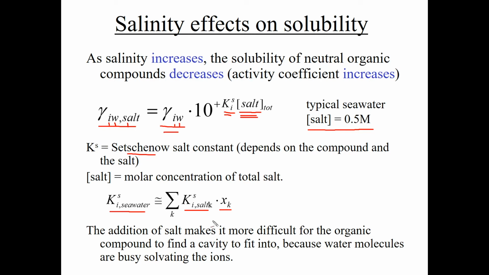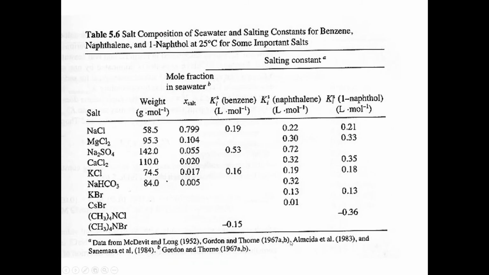So it turns out that for seawater, you could calculate a Setschenow constant by doing a weighted average of all the other Setschenow constants for all these other salts, but no one actually does that. What they really do is just go measure a Setschenow constant in seawater. So here's Table 5.6. This is salting constants, Setschenow constants, for benzene, naphthalene, and 1-naphthol.